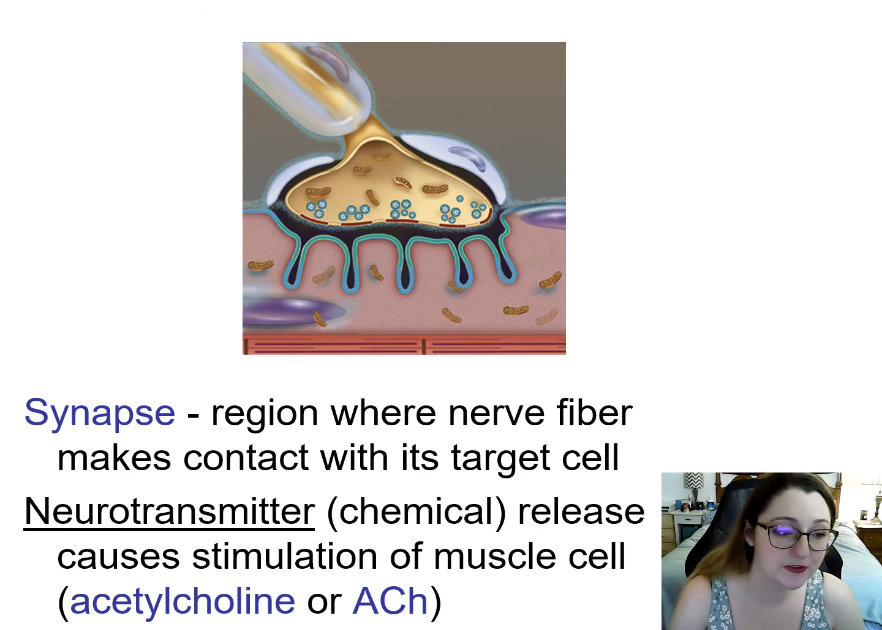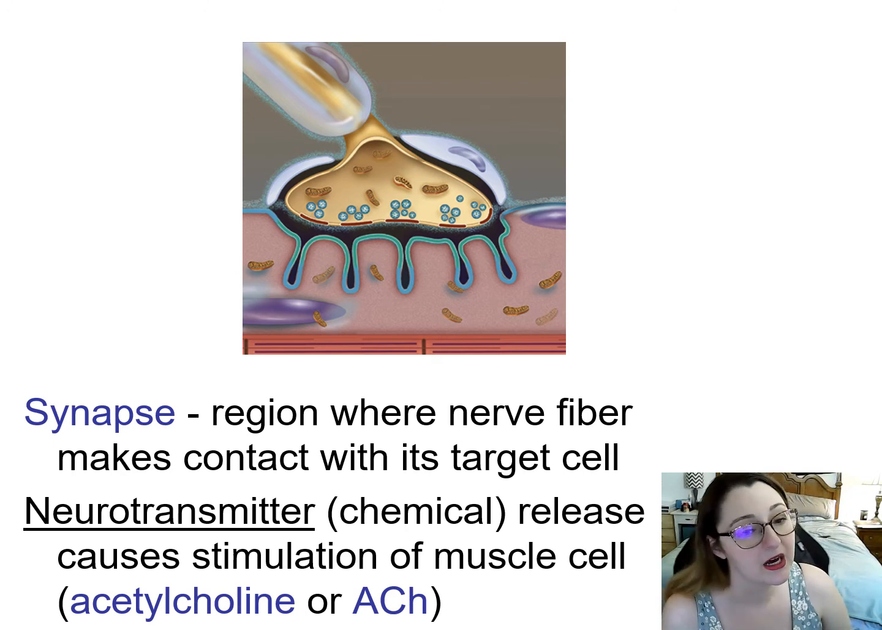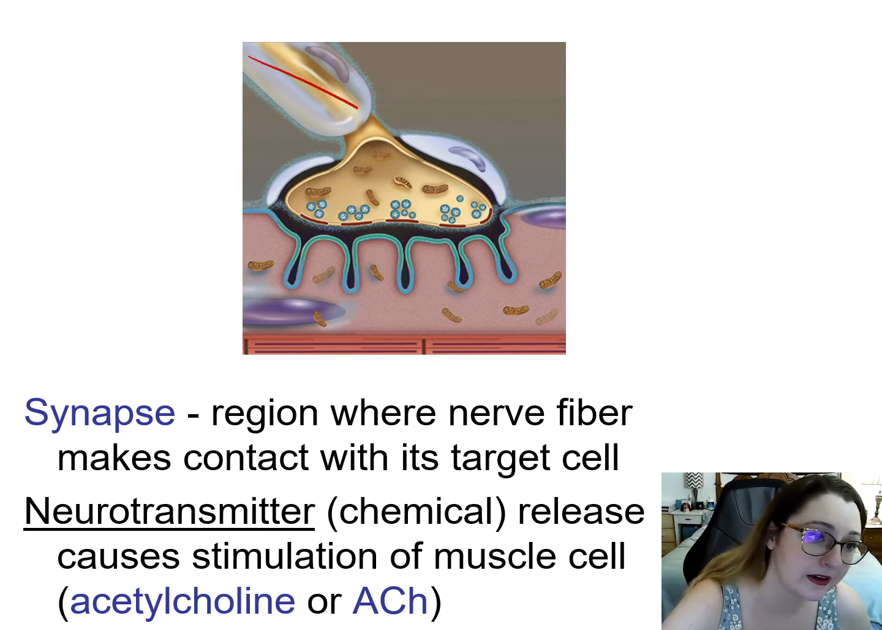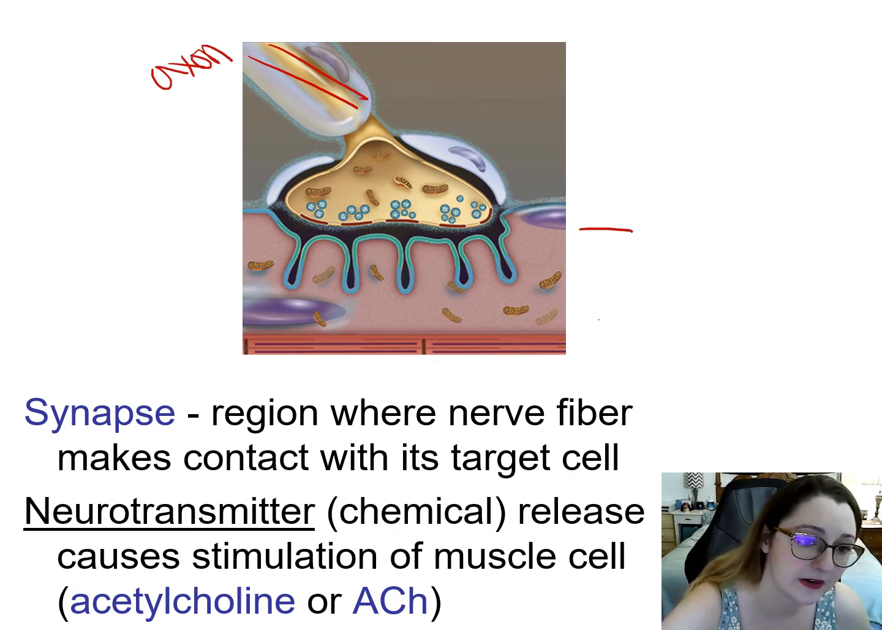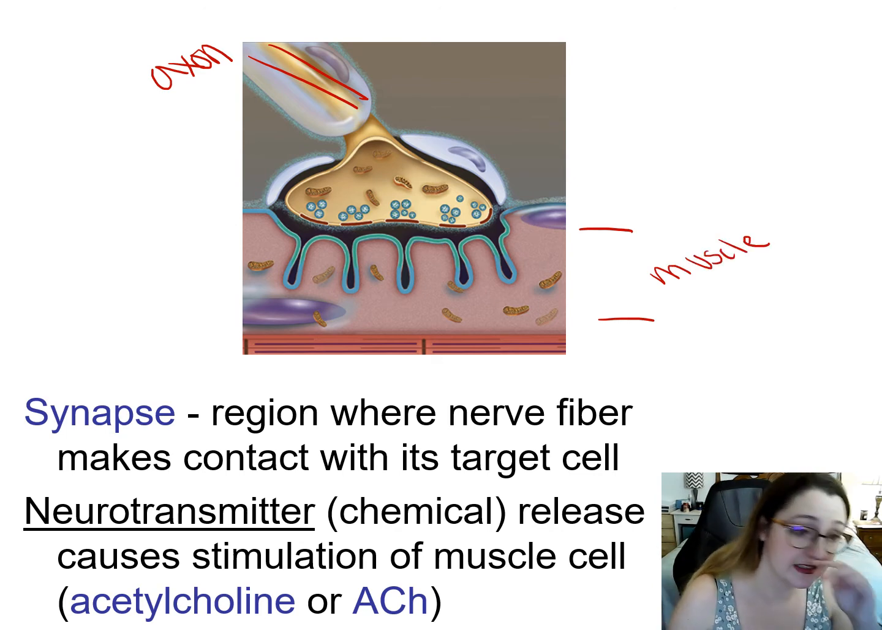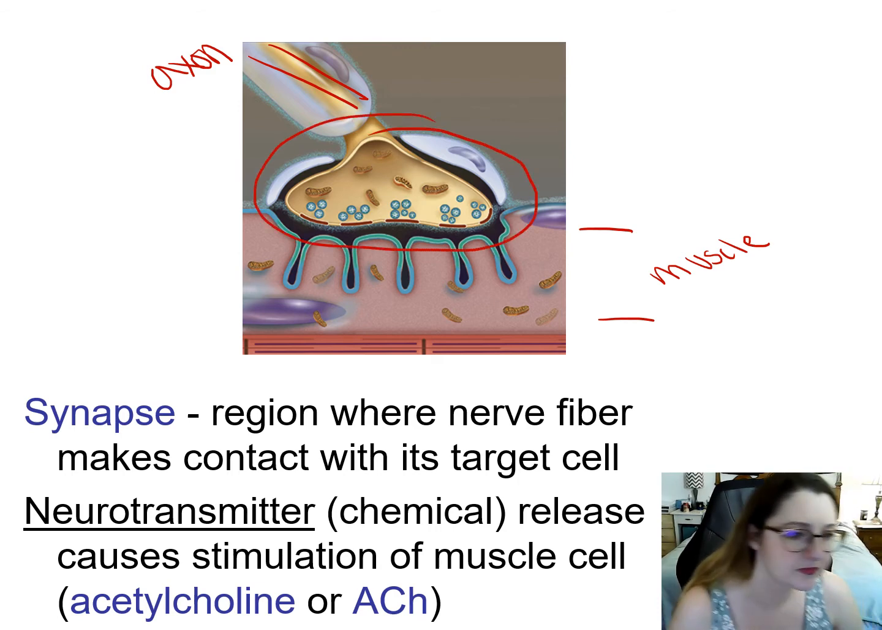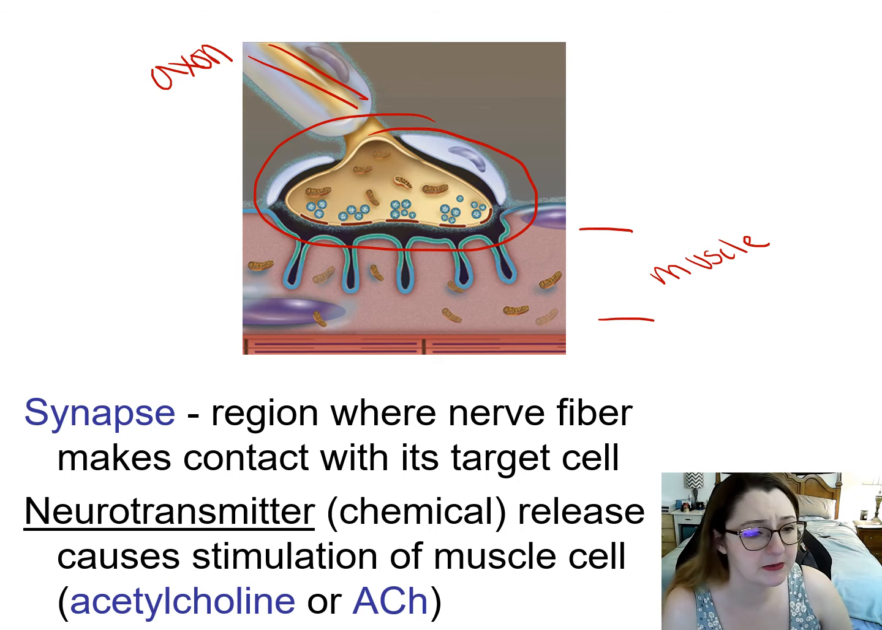So I do want you to know a few of these terms here when we're talking about our motor end plate. This is what it looks like. What we have here is going to be the axon. And then of course down here, this is going to be the muscle fiber. And this is where it's coming into contact with each other. So a synapse is going to be the region where the nerve fiber makes contact with its target cell. This could be any cell, but in this case, it's going to be muscle.